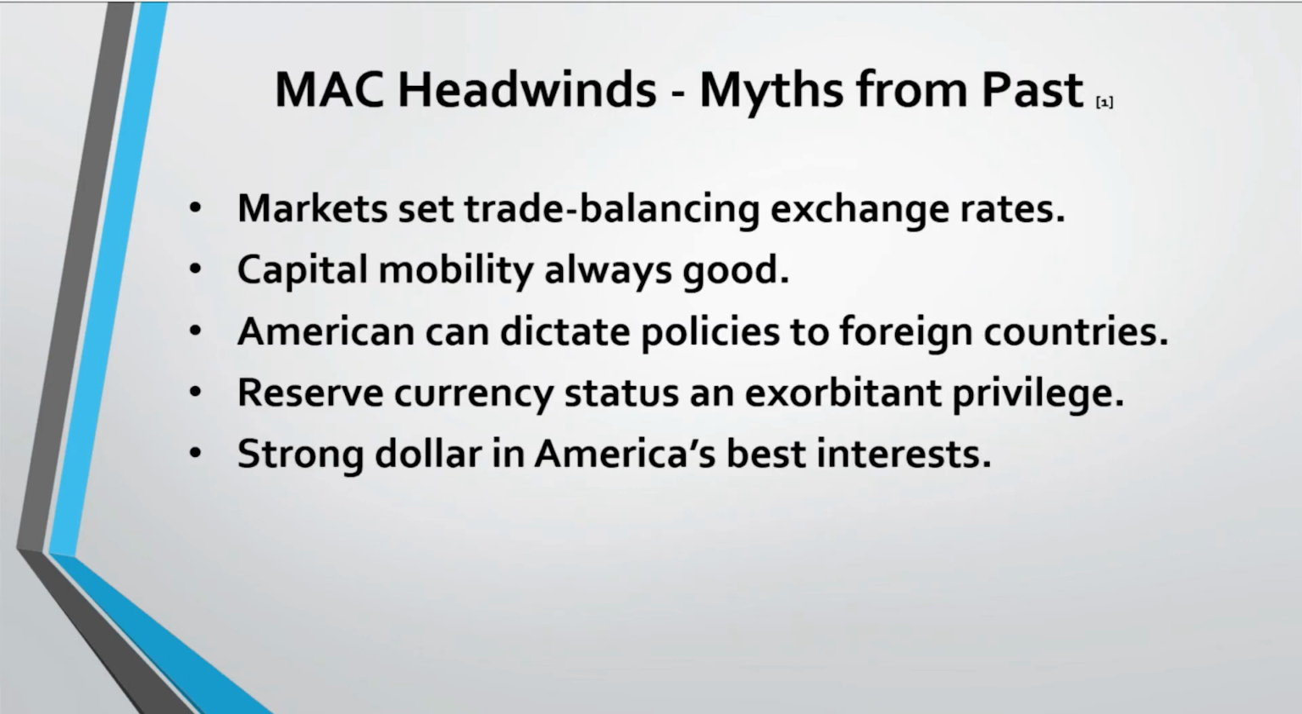Now, there are some headwinds that we face. Most of them are myths from the past. I'll just take them quickly in order. Market-set trade balance exchange rates: we have just discussed why that is now false. Capital mobility, always good? No. We've seen in the United States too much of a good thing. Americans can dictate policies of foreign countries? No. Maybe immediately after World War II, we could. Today, we're not going to dictate to China.